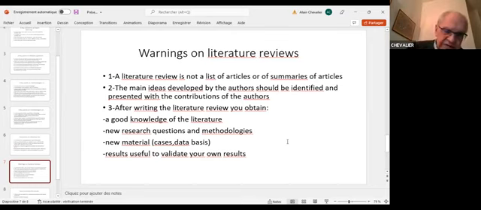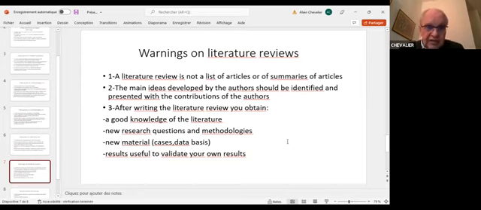You can find academic articles, professional articles, reports in this list. It doesn't matter, it depends on the topic. Okay? And after that, you do what I'm trying to explain. You have this good list of references. You read them, and the goals are to have a good knowledge of the literature, to identify new research questions and methodologies, to get new material, cases and databases, and to identify also the results of the authors in order to improve your validation process in step 4.